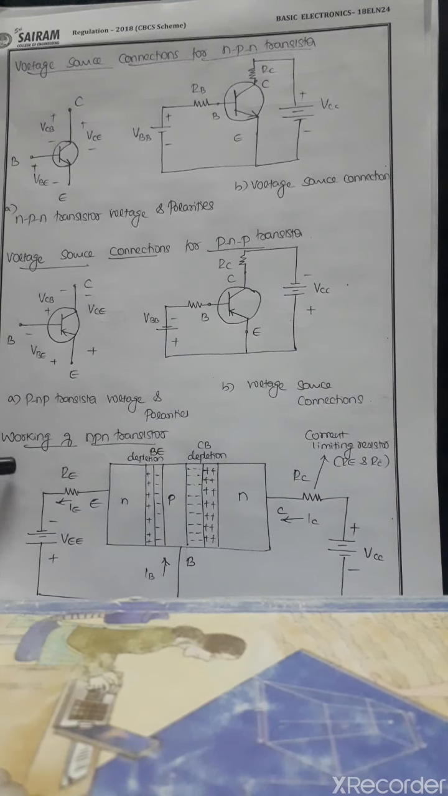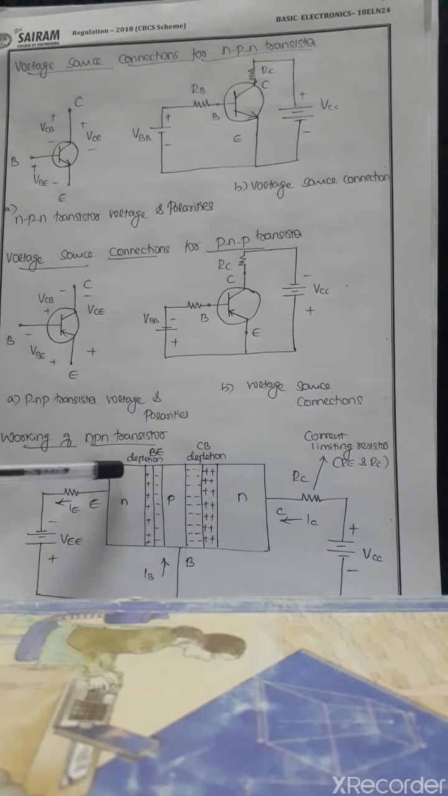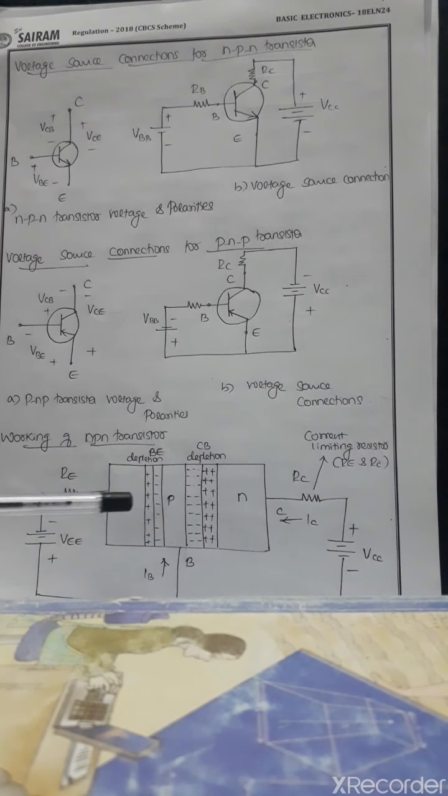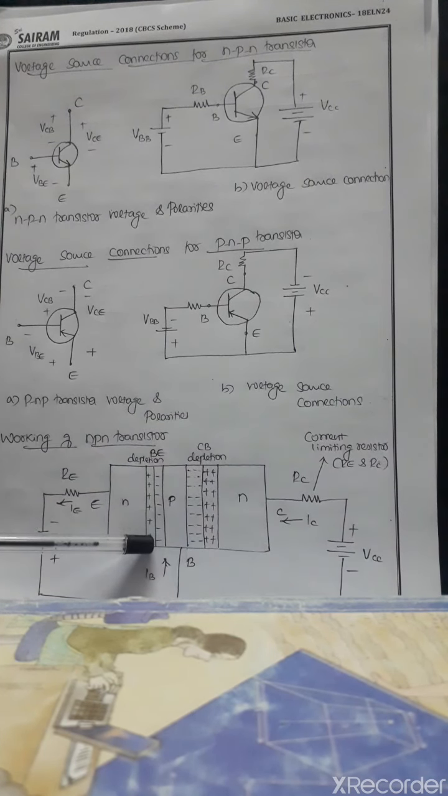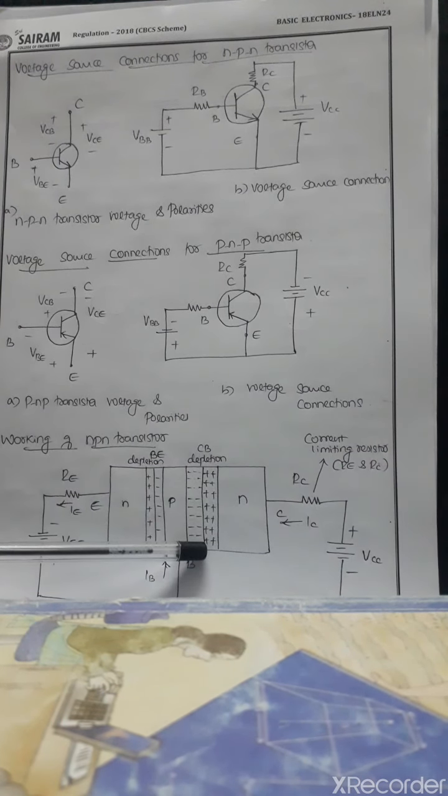Next, let us learn the working of an NPN transistor. As we have seen, it is an NPN transistor: N type, P, and again N. In order to construct this NPN transistor, a P type semiconductor is diffused between the N type semiconductors. You can observe there are two junctions. One junction is between this N and P type. Another junction is formed between this P and the N type.